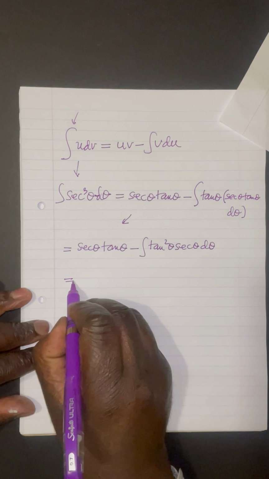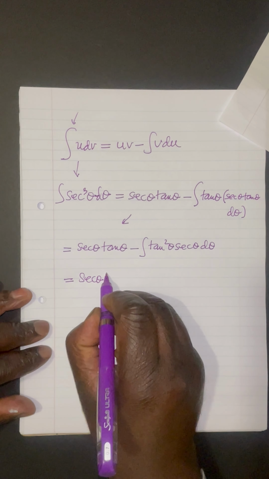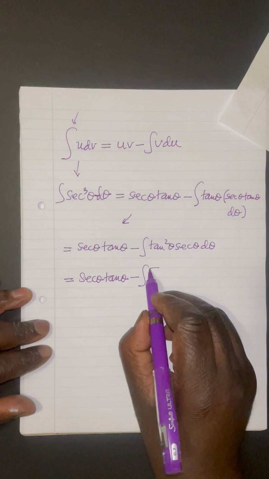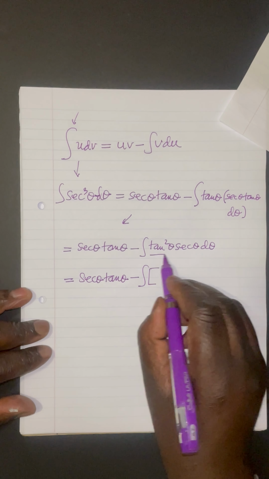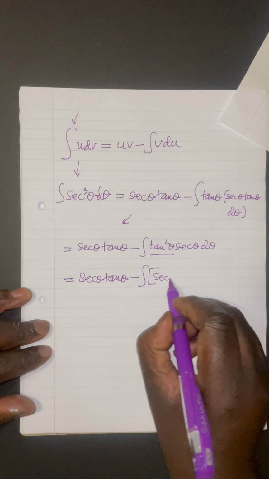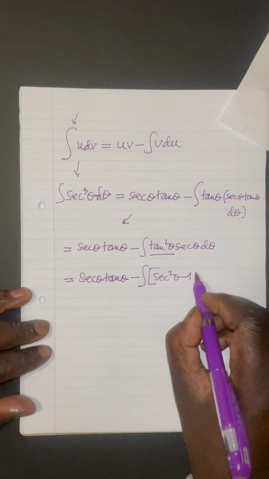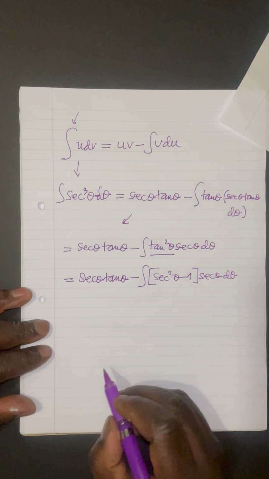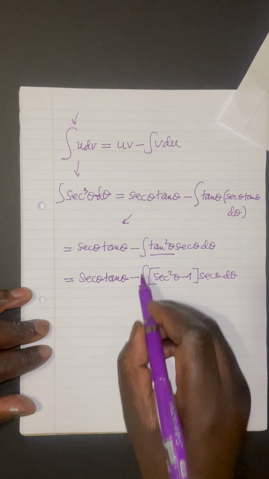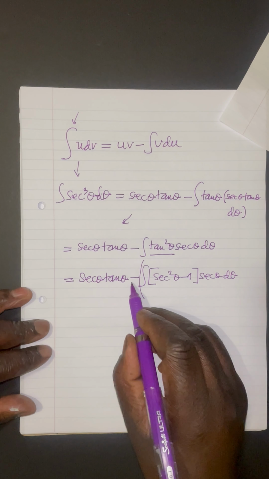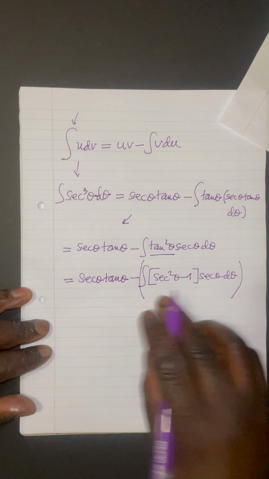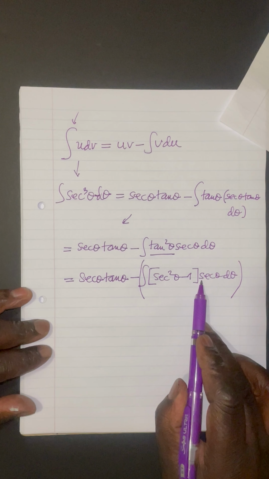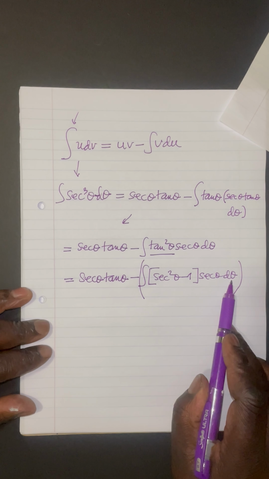So this is going to be equal to sec of theta tan theta minus the integral of, let me use brackets here now, and in that place there, I'm going to put sec squared theta minus 1. And we have outside sec theta, and then we have d theta. Now I'm going to use brackets here because I don't want that minus sign to mess up what I have inside there. Now I'm going to distribute the integral and sec theta d theta and watch what happens.